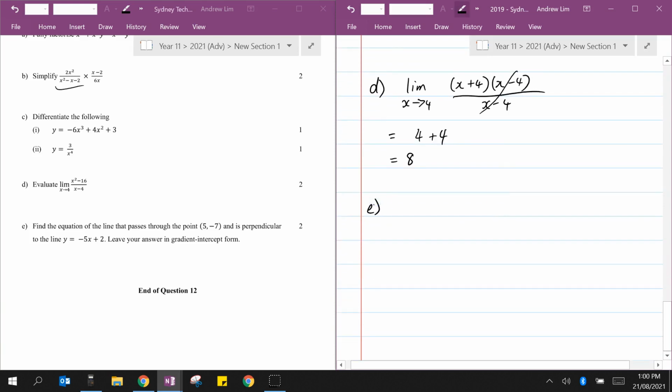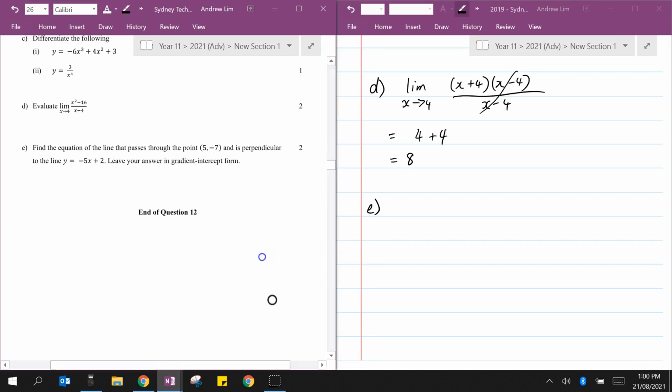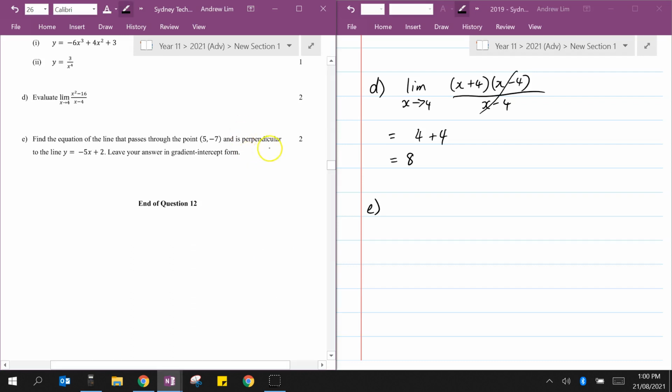Question E. Find the equation of the line that passes through the point 5, minus 7 and is perpendicular to the line y equals minus 5x plus 2. Leave your answer in gradient intercept form. Okay. It passes through that point, perpendicular to this line. So that means I know that the gradient that I'll be using will be positive 1 over 5.